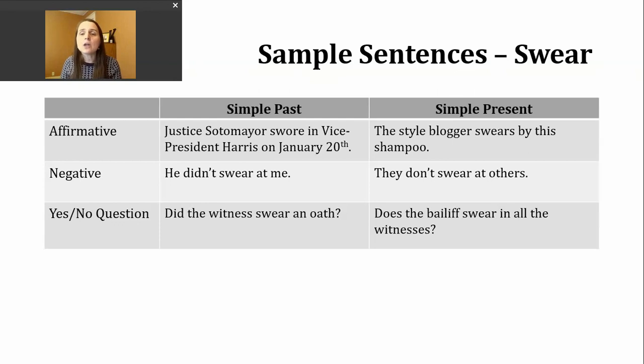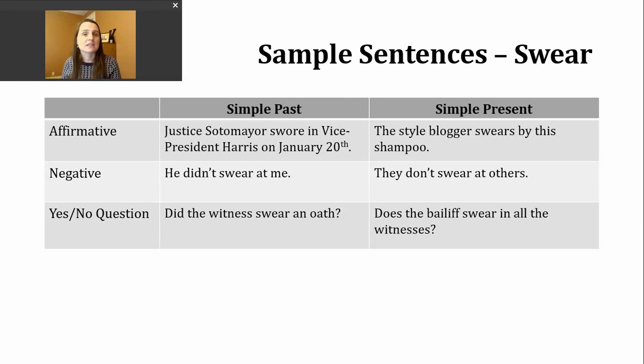The style blogger swears by this shampoo. So again, this particular individual relies on this shampoo. You might say, this is the best one, it makes my hair look wonderful, it has great confidence in that particular item.